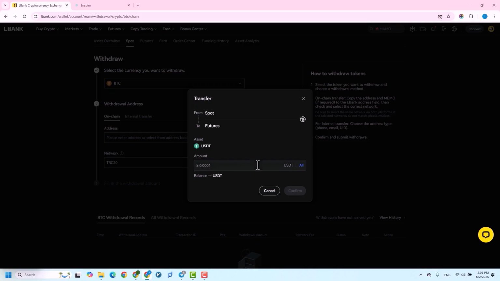And after you have filled in the required fields, the Confirm option will become active. By selecting it, the transfer operation will be carried out. Please note that this transfer is only between your internal accounts and does not incur any fees or require network confirmation. The operation is usually completed instantly and immediately.